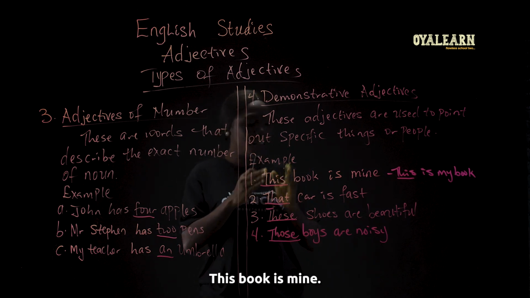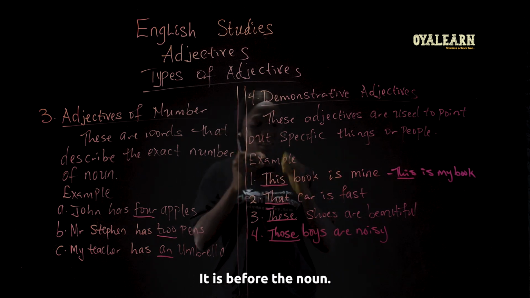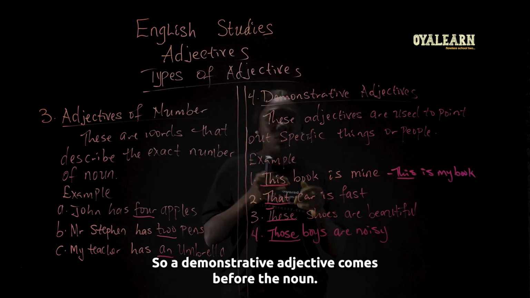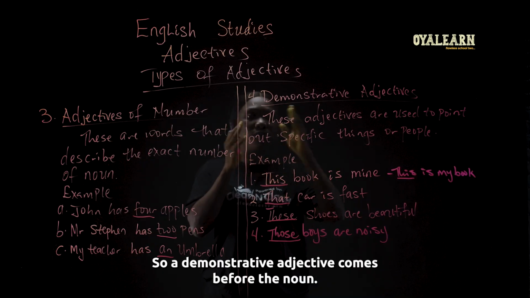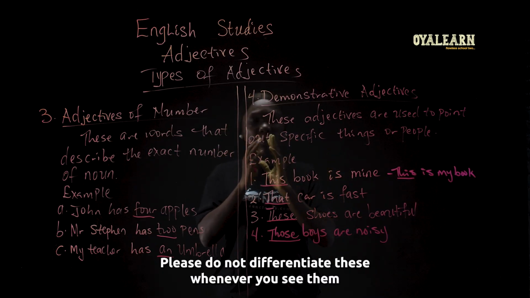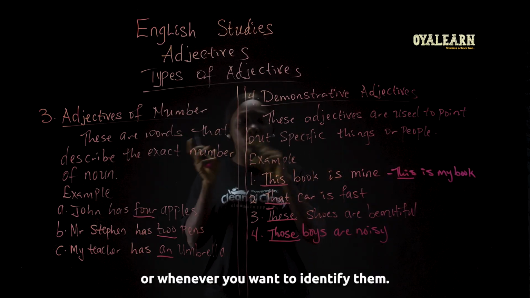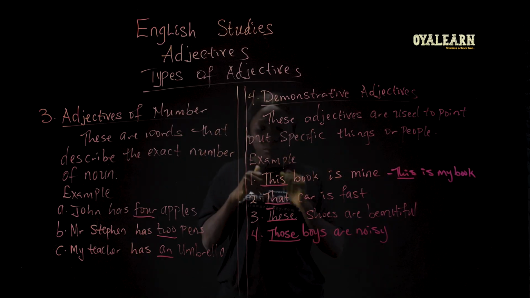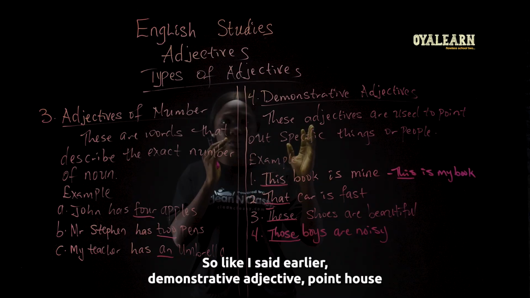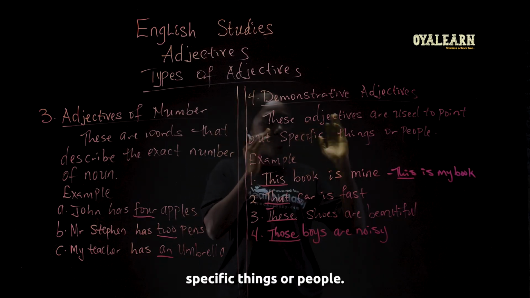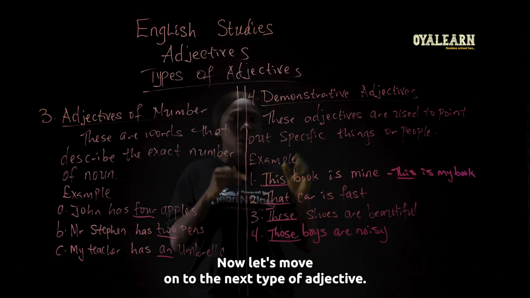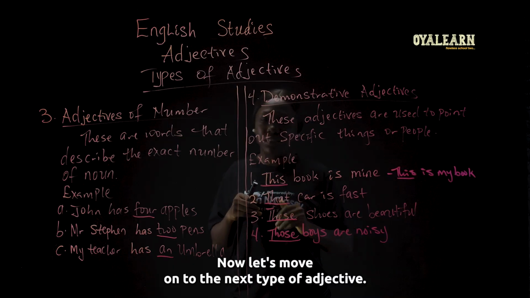Unlike this book is mine. It is before the noun. So a demonstrative adjective comes before the noun. Please do well to differentiate this whenever you see them or whenever you want to identify them. So like I said earlier, demonstrative adjectives point out specific things or people. Now let's move on to the next type of adjective.